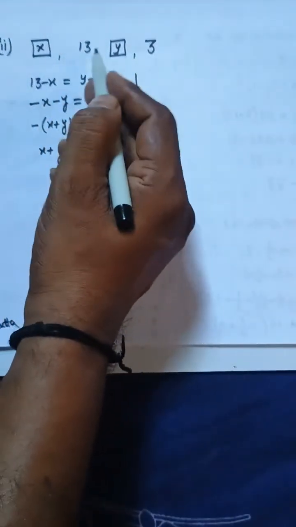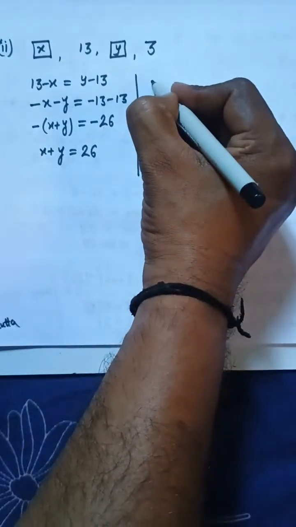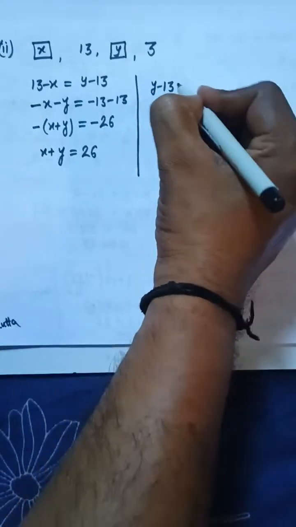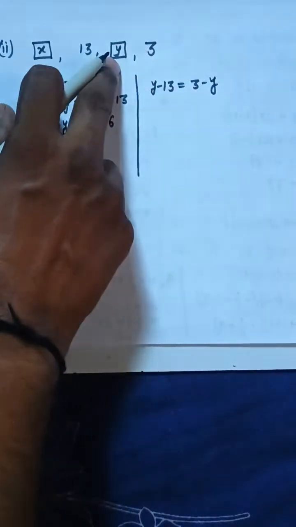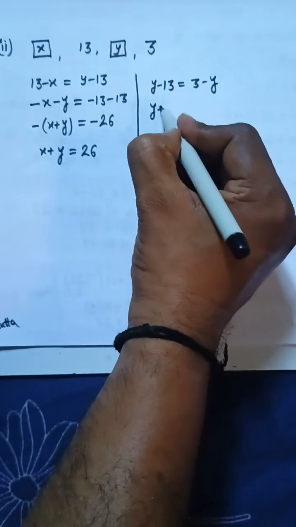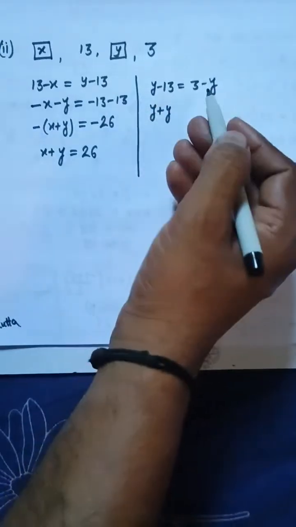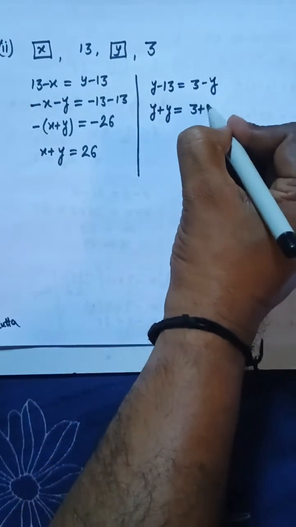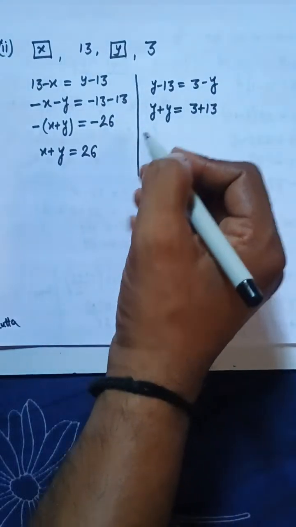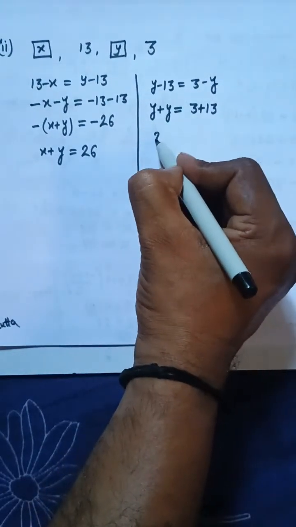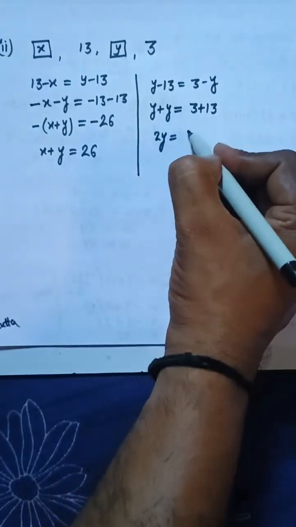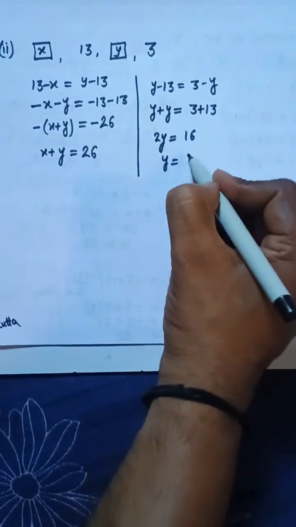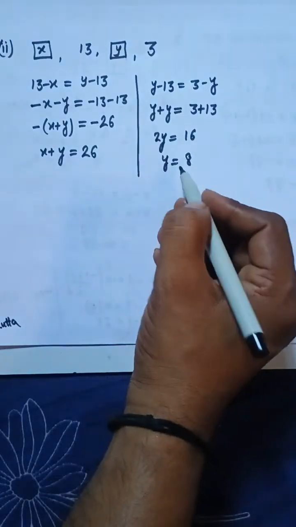What this minus this, I can move from here: y minus 13 should be equal to 3 minus y. So we have y plus y, because this y will come on the left side and its sign will transpose from negative to positive, and 3 plus 13. So y plus y is coming 2y, and 13 plus 3 is coming 16. So y equals 16 by 2, which is 8.